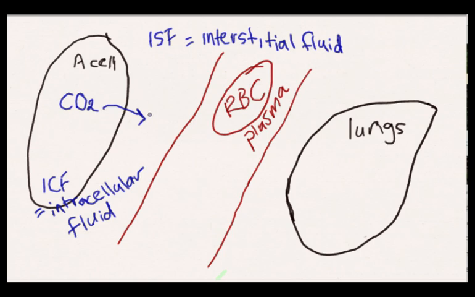After the CO2 diffuses into the interstitial fluid, it then has to diffuse into the plasma, so it has to cross the membranes of these cells lining the blood vessels. Then it travels through the plasma until it reaches the lungs, and then it leaves the blood and goes into the lungs where we breathe that CO2 out. So here's CO2 entering the lungs.